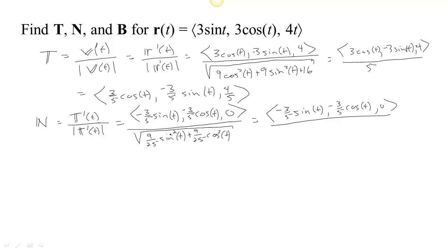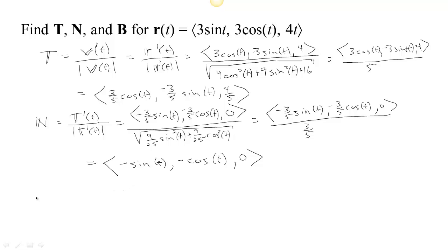we have 9/25 times sine squared and cosine squared, so that's just 9/25, and the square root of 9/25 is 3/5. So we just have to divide each of these by 3/5, so we find that our normal vector is negative sine t, because we had negative 3/5 and we divided by 3/5, and negative cosine t, and 0 divided by 3/5 is 0.